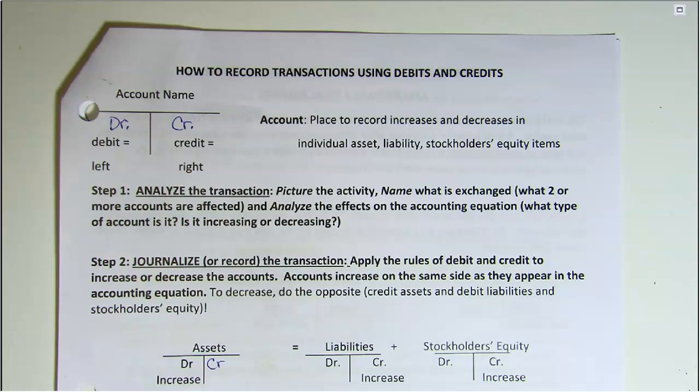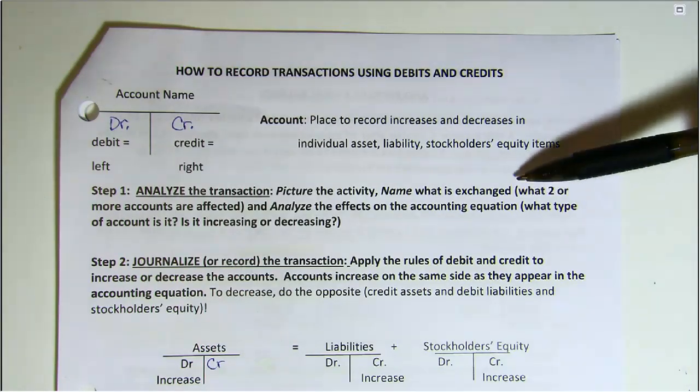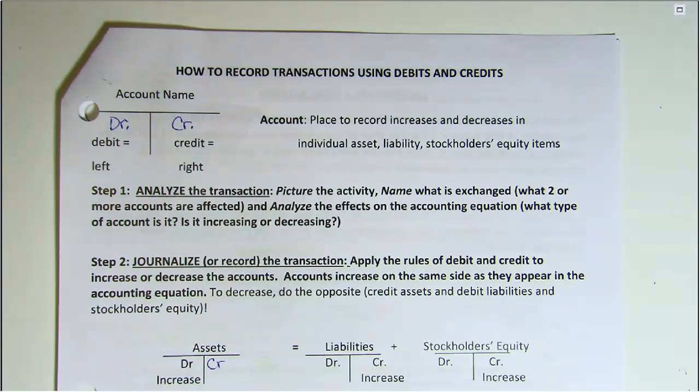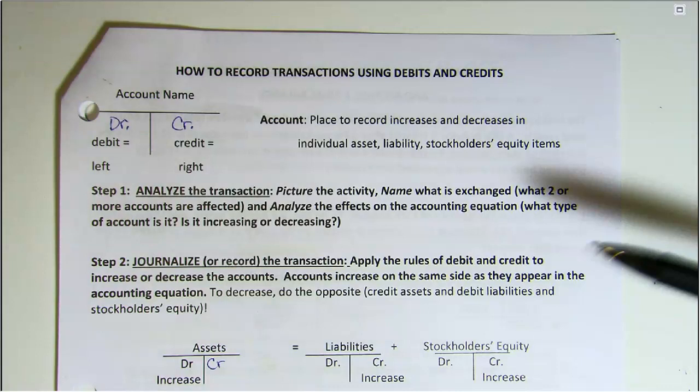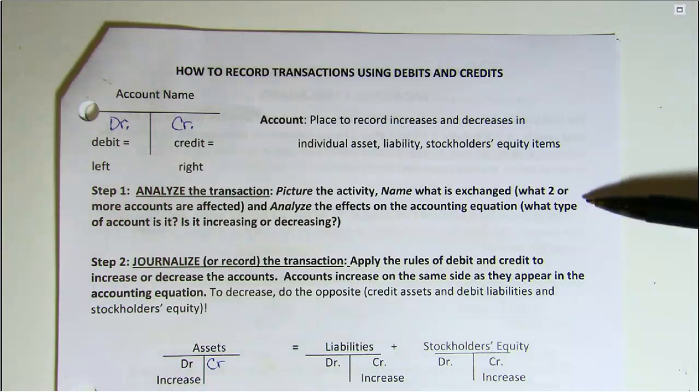Okay, so when we analyze that transaction, we start by picturing the activity. If we close our eyes and picture the activity, it's actually easier to analyze. We picture the activity happening and we name what's exchanged. Remember, every transaction involves a giving and a receiving. Then we decide what accounts are being affected, and are those accounts increasing or decreasing. So this analysis part really happens in our brain.